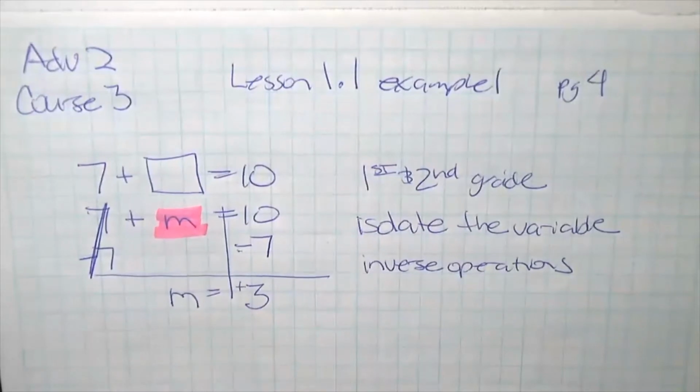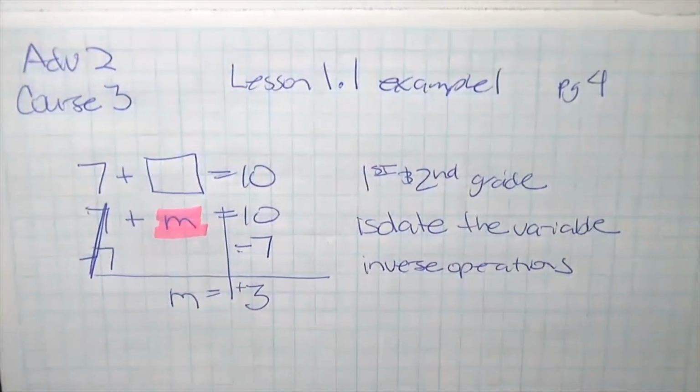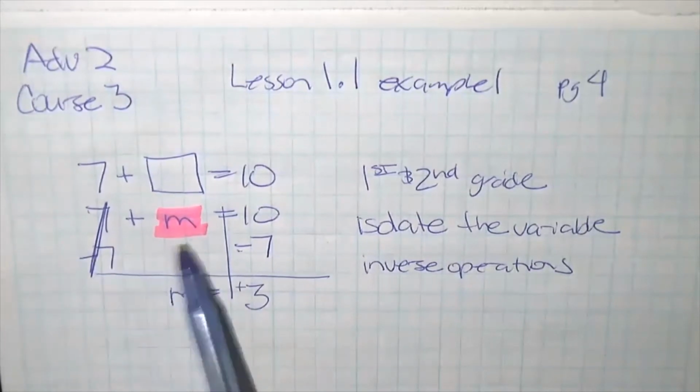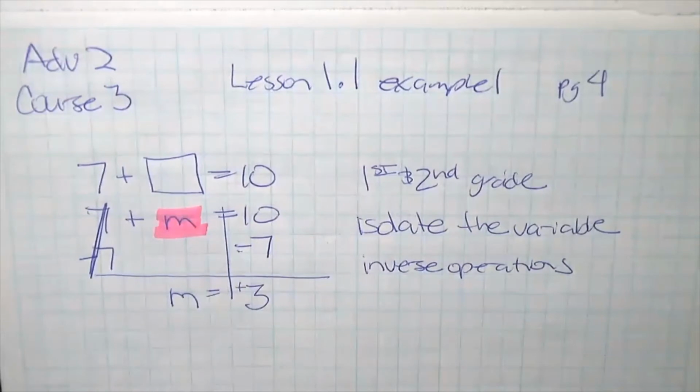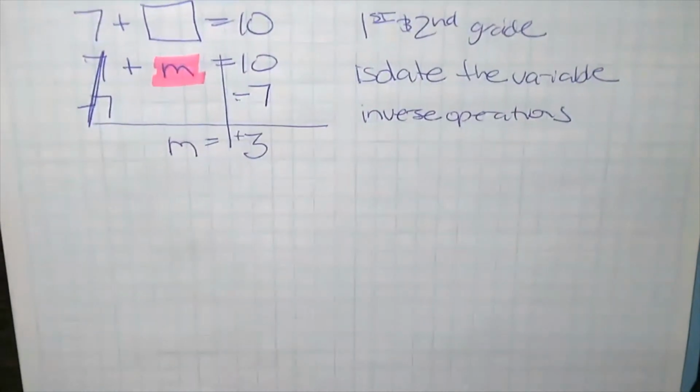Well, isn't that what we said up here? We already knew m equals 3, right? Well, we're using inverse operations to isolate the variable. That's what's going on. So now that we know that, we can apply that to more advanced problems. So let's go a little more advanced. This one's not too much more advanced, just a little bit.